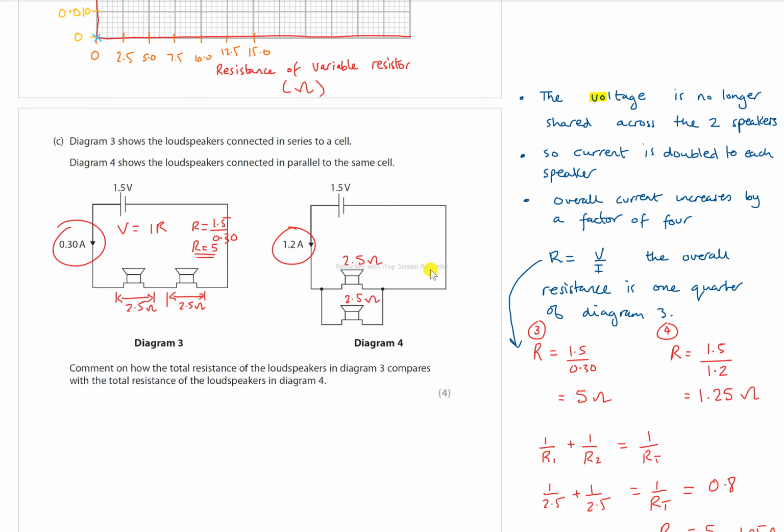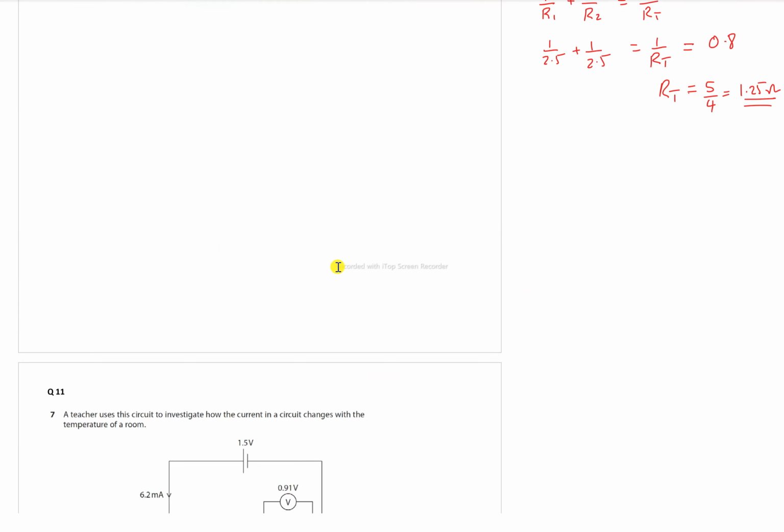So the voltage is no longer shared. It's no longer split here and here. You've got the same voltage across here and here now. So the current to each speaker is doubled. So you've got two speakers, double the current on each, you end up with 4 times the current. So if you did 0.3 times 4, you get 1.2. So if you work out the resistance, which we did here, the resistance decreases by a factor of 4, it's 1/4. So if the resistance decreases, you're expecting higher output. Let's move on.